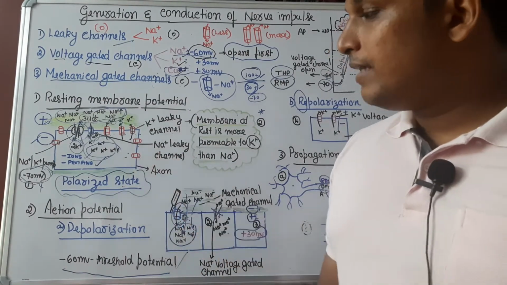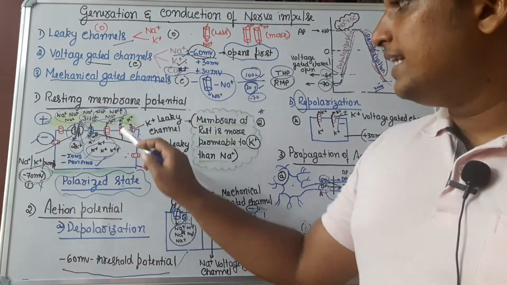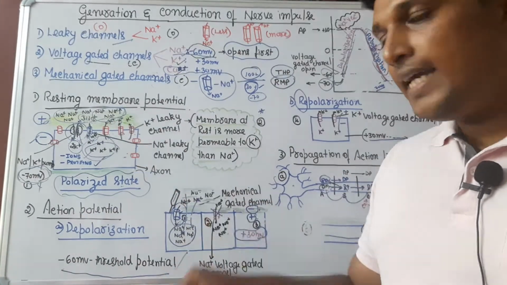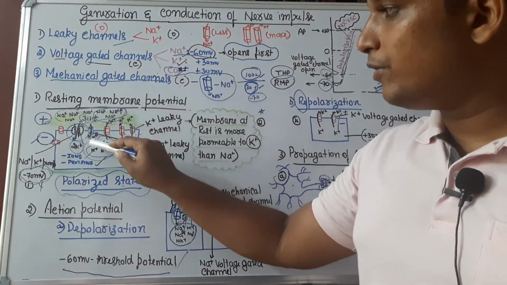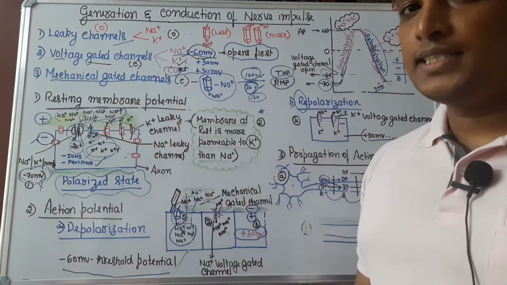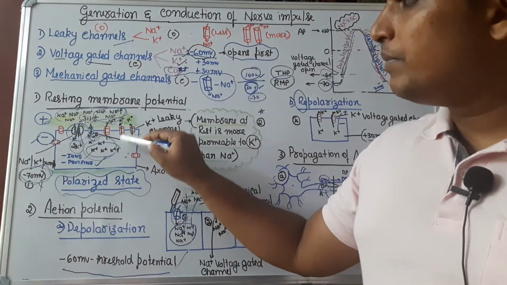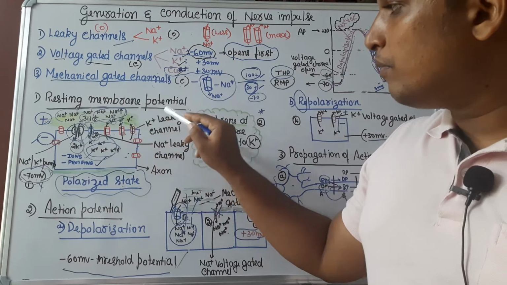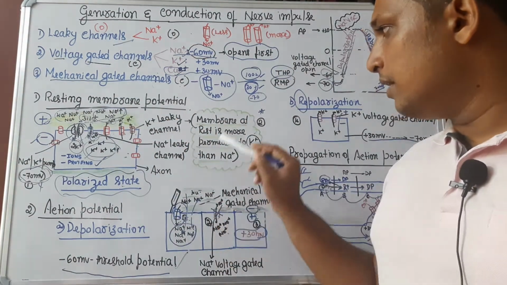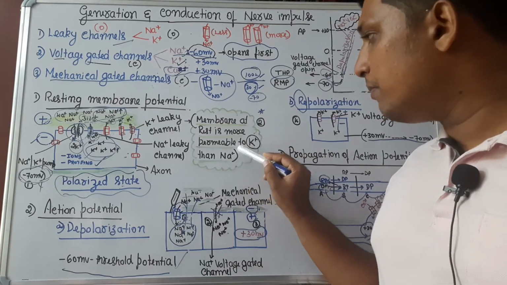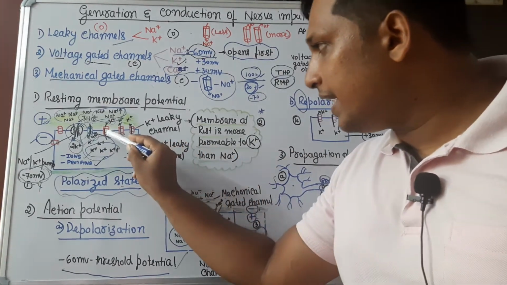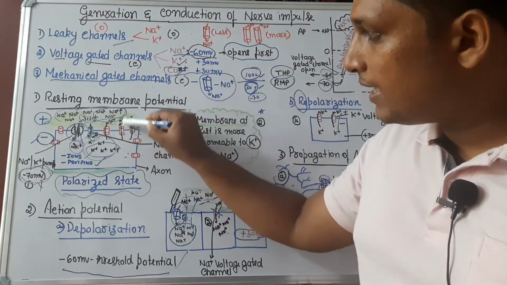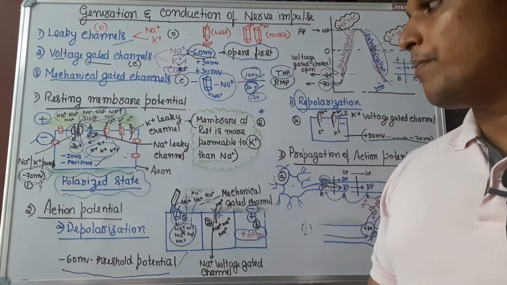Apart from that, the second thing which maintains this concentration gradient is leaky channels. As I mentioned, sodium leaky channels are very few in number. They will allow the leakage of sodium from higher concentration, that is outside, to inside. There are many potassium leaky channels. They will allow the leakage of potassium from inside to outside. Again, positive charge from inside is going out, hence it is minus. One more important statement which NCERT gives is: membrane at rest is more permeable to potassium than sodium. Why? Membrane at rest has more potassium leaky channels compared to sodium leaky channels. Hence, membrane at rest is more permeable to potassium compared to sodium.